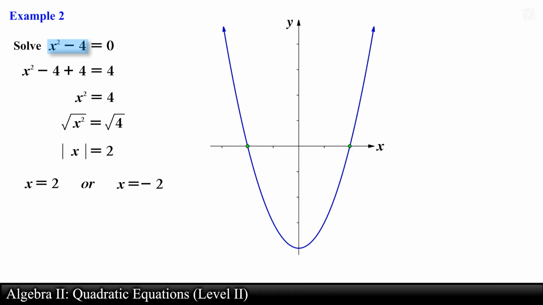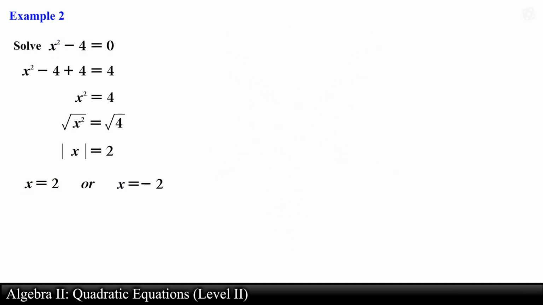If we were to graph this equation, we would obtain the following graph. Notice that this parabola crosses the x-axis twice, once at negative 2, 0, and once at 2, 0. Hence, the quadratic equation has two solutions. Another thing I want you to notice is that once again, whenever we take the square root of a variable squared, we obtain the absolute value of that variable, yielding two solutions.